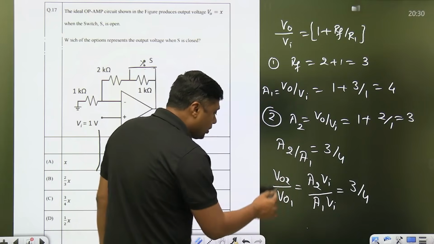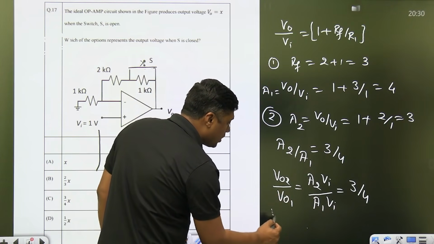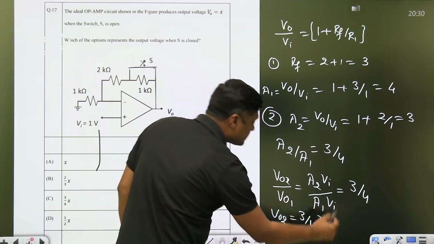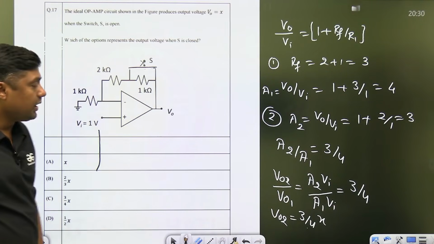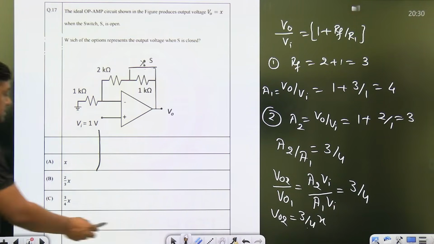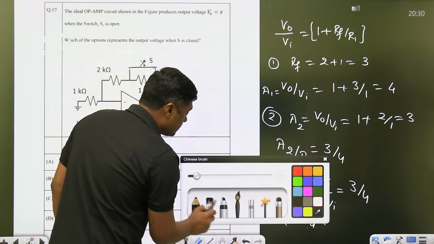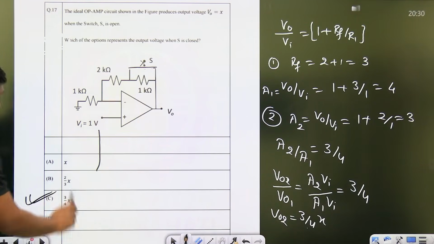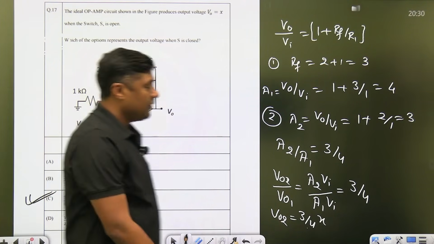If the output in the first case is x, then the output in the second case is 3 by 4 x. So the answer C, 3/4 x, is the correct one. This is the question from operational amplifier.